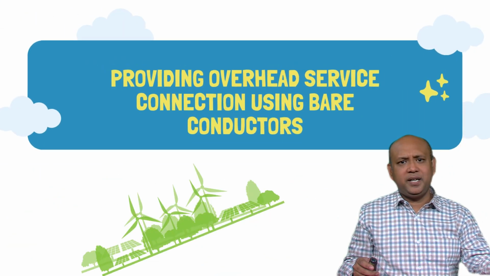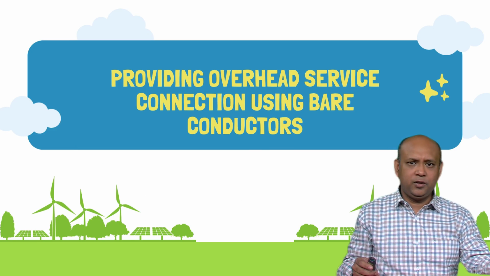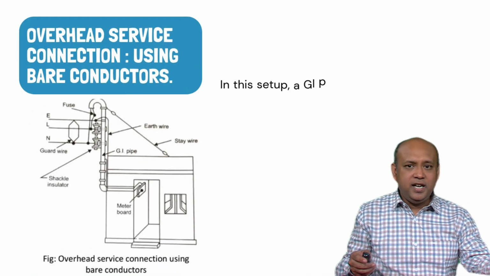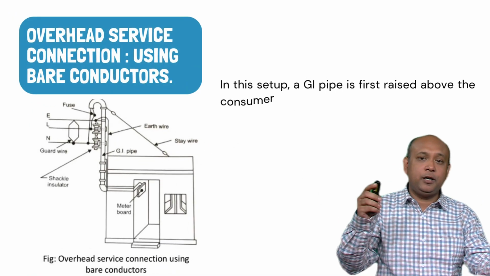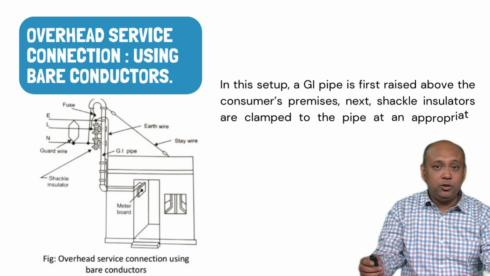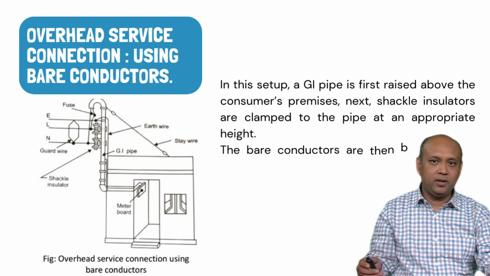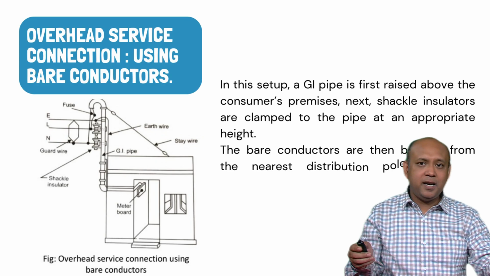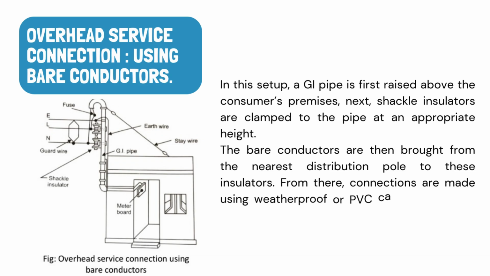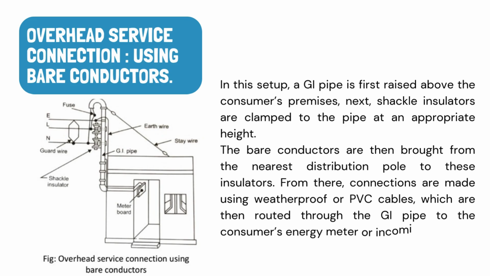Now let's look at the second type of overhead service connection, which uses bare conductors. In this setup, a GI pipe is first raised above the consumer's premises. Next, shackle insulators are clamped to the pipe at an appropriate height. The bare conductors are then brought from the nearest distribution pole to these insulators. From there, connections are made using weatherproof or PVC cables, which are then routed through the GI pipe to the consumer's energy meter or incoming panel.